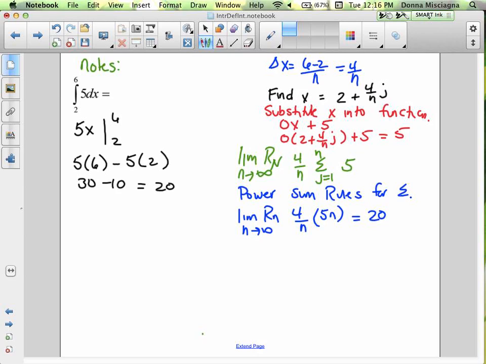This one is almost the same. That's how easy that limit of Riemann sums is, especially since when you're solving a problem, you'll write change in x, and you might write x, but you're not necessarily going to write the power sum rules for sigma. You might just do it. I have it in the notes just to make sure it's clear. So that's this one. Let's try the next one.